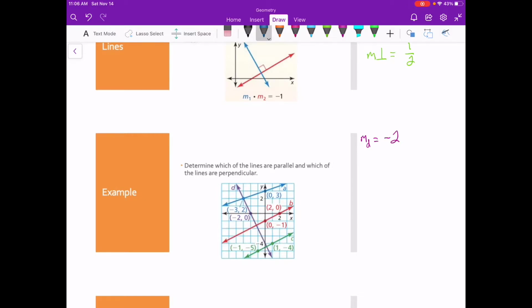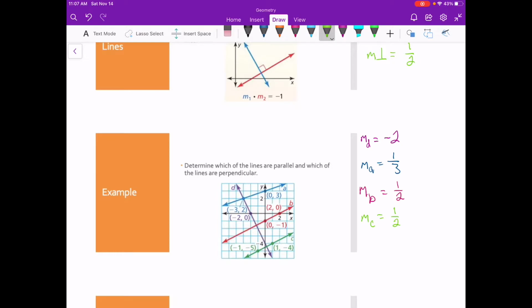What about A? We have the slope of line A to be up 1 and to the right 4. Nope, up 1 and to the right 3, so it's 1/3. The slope of line B is up 1, right 2, so it's 1/2. And the slope of line C is going to be up 1, right 2, so it's 1/2.